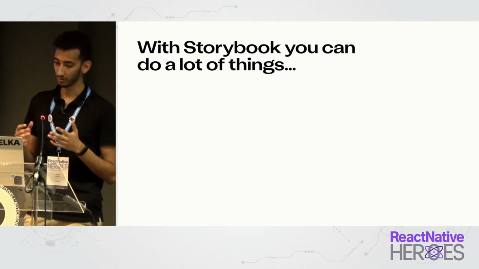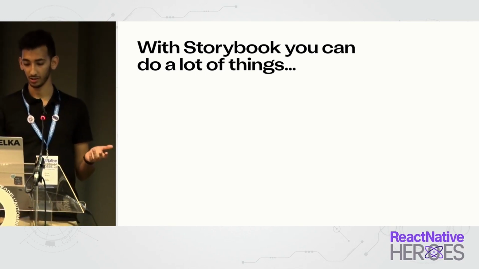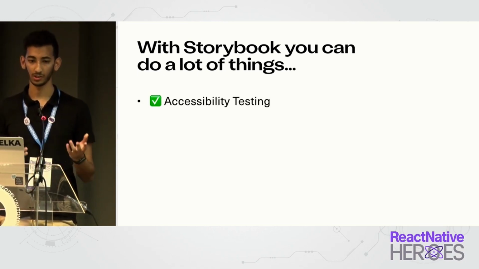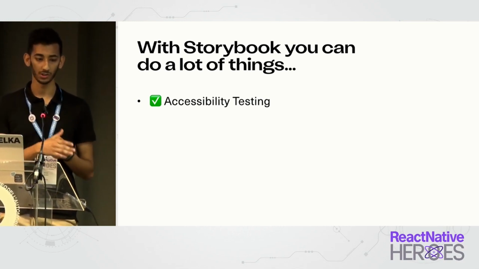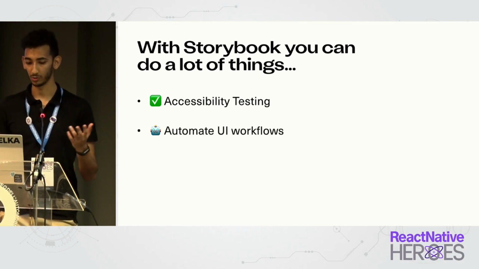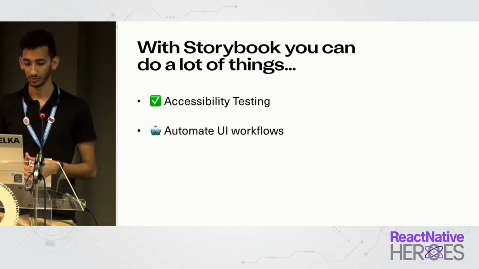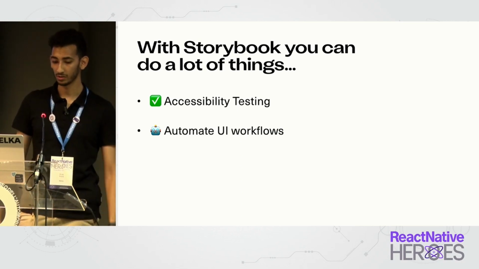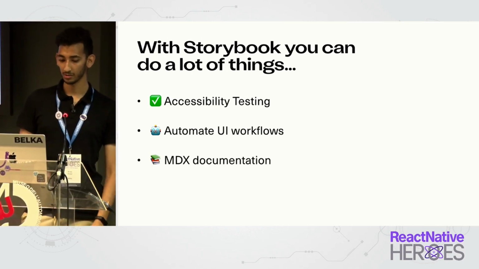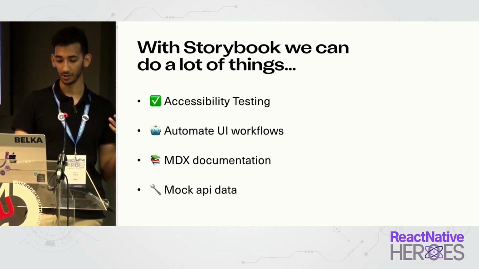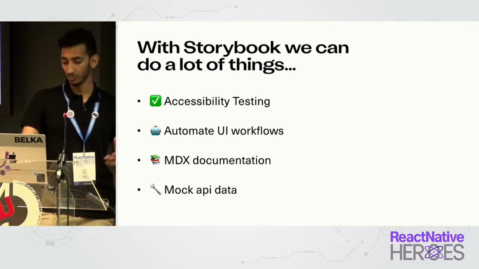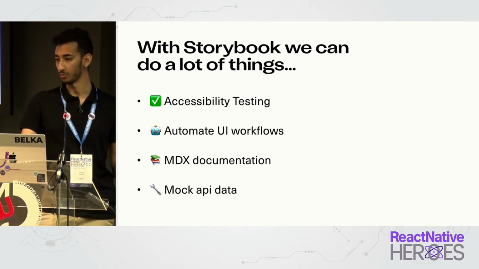With Storybook, you can do a lot of things, such as accessibility testing. There are some add-ons, some plugins that automatically check your component for accessibility issues. You can add Storybook as a CI step to automate some UI workflows, and maybe you can do some user interface testing. You can generate documentation from MDX files. You can mock your API data using Mirage or something, and many more. In our repository, we didn't add these features yet, but we are working on it.